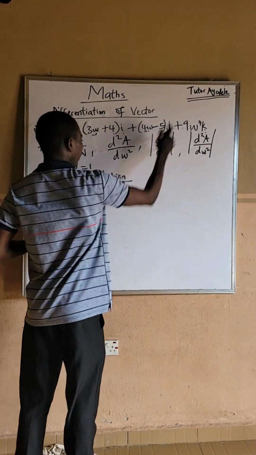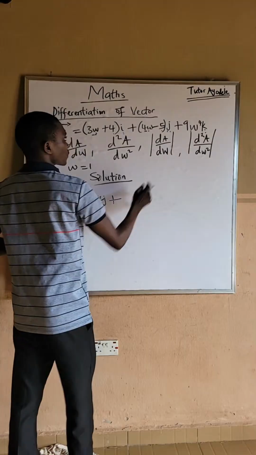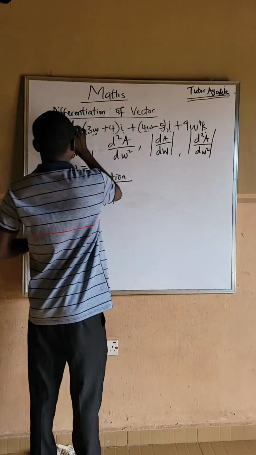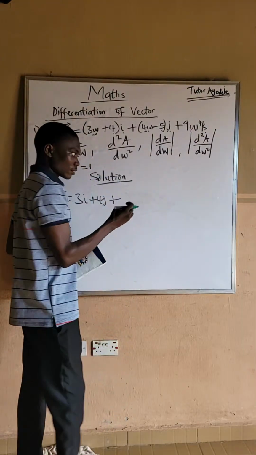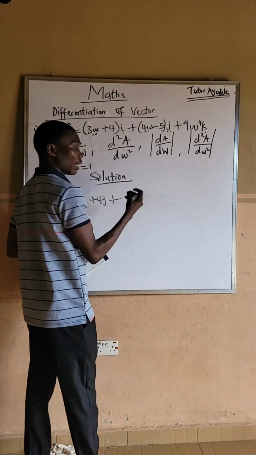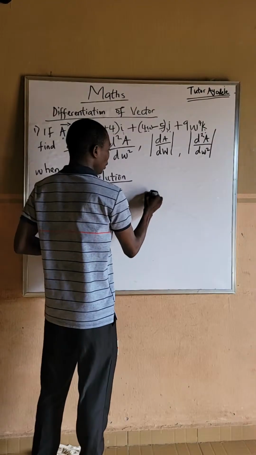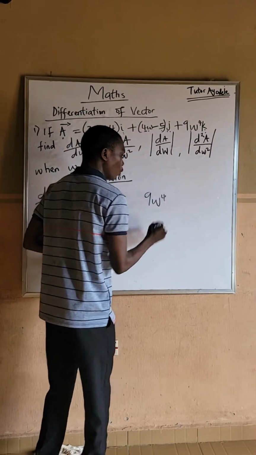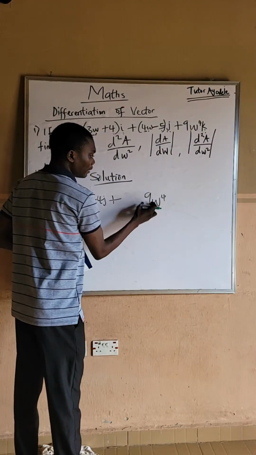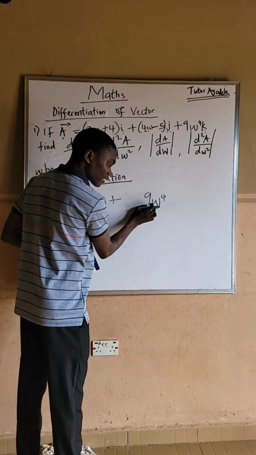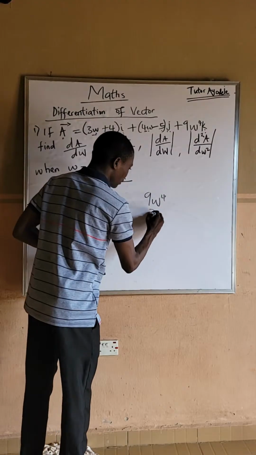And the last one here is plus. Now, if I'm differentiating A with respect to W, I will keep this 9 constant. I will not differentiate it. You know, we have 9W raised to the power of 4. Okay? So if I use the 4 here to multiply this 9, it will give me what? 9 times 4, right? And that will be 36.